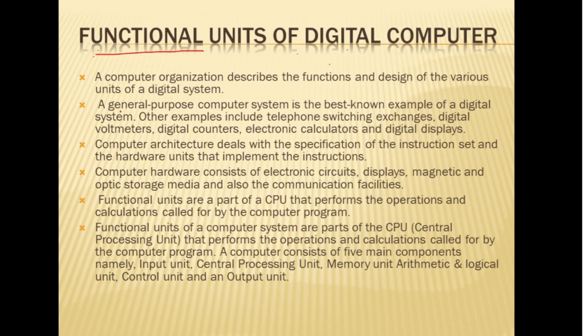Usually, the general purpose computer system is an example of a digital system. Other examples include telephonic switches, switching exchanges, digital voltmeter, digital counter. These are some of the examples of digital systems. Computer architecture deals with the specification of the instruction set and the hardware units that implement the instruction.